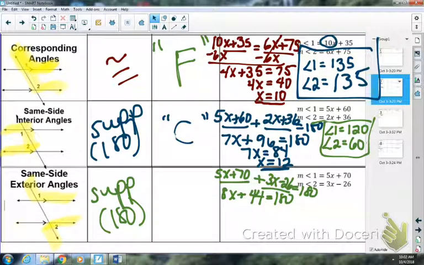So what are we going to do next? If we subtract 44 from each side, what's 180 minus 44? 136. Okay, so how's our mental math here? If I divide that by 8, I get?